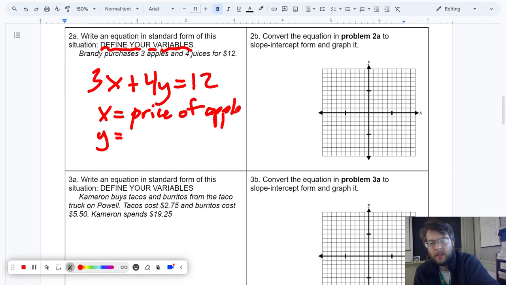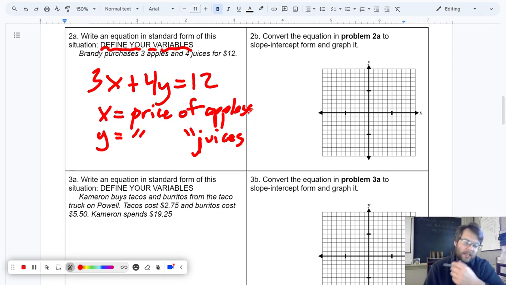Price of apples. And similarly, I almost put 2 s's at the end there. Y stands for the price of juices. Again, y is not the number of juices, it's the price of juices. That's the thing that can change.